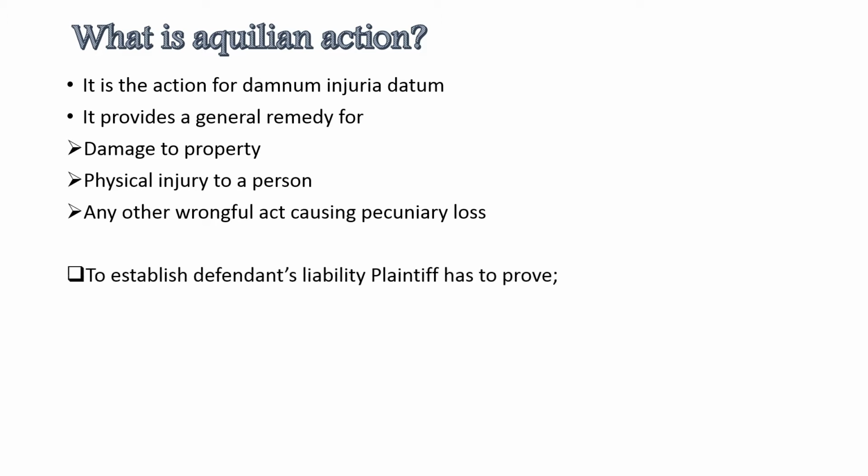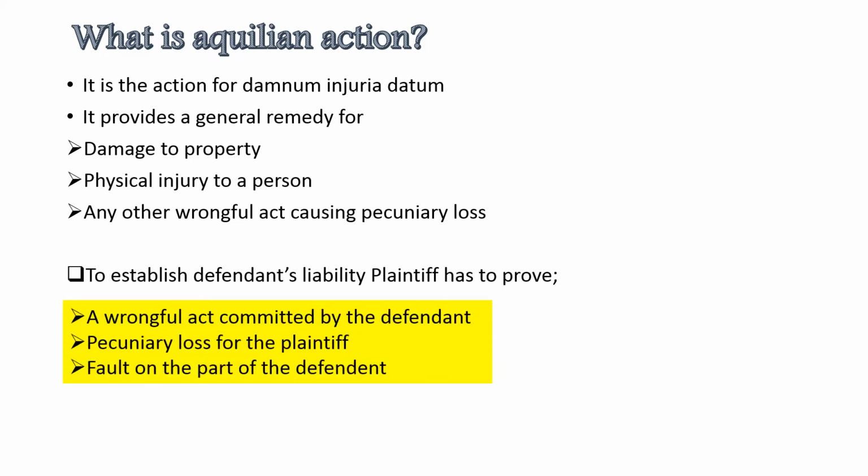So, in order to establish a defendant's liability, the plaintiff has to prove three things: a wrongful act committed by the defendant, pecuniary loss for the plaintiff, and fault on the part of the defendant. Let us discuss these 3 points in detail.